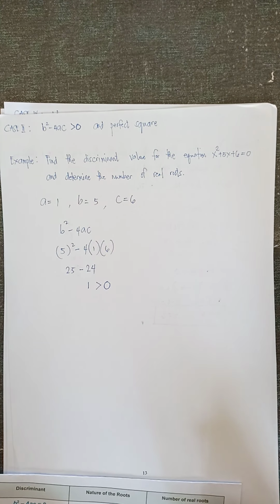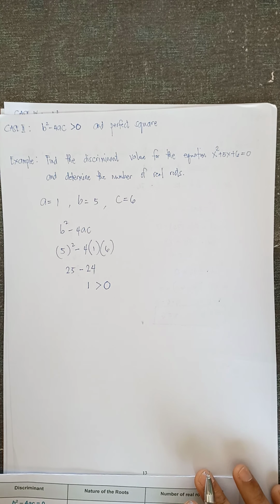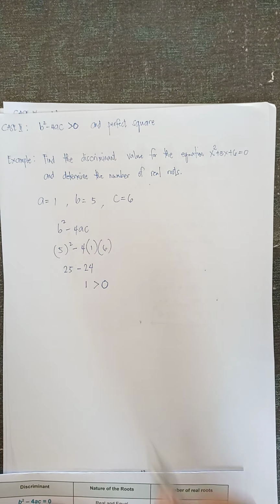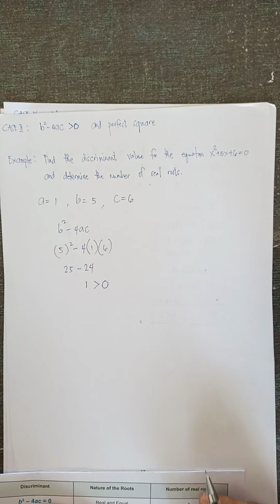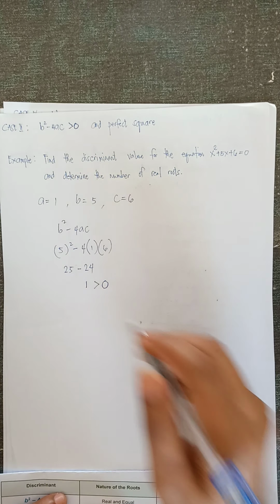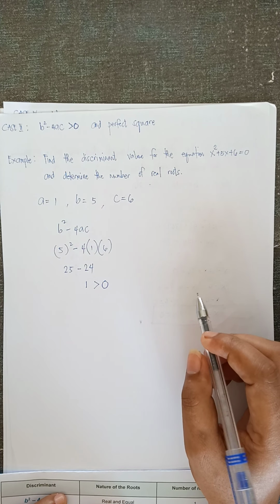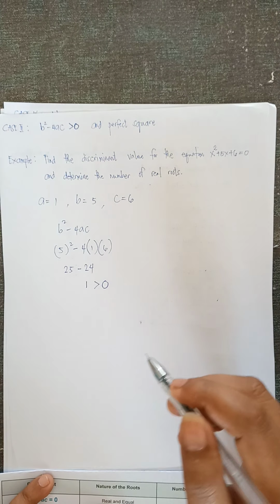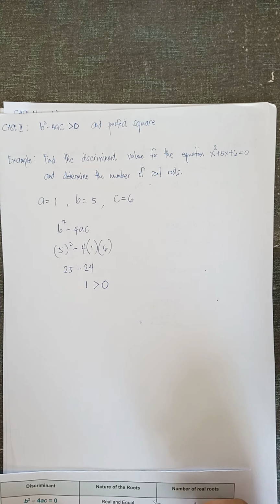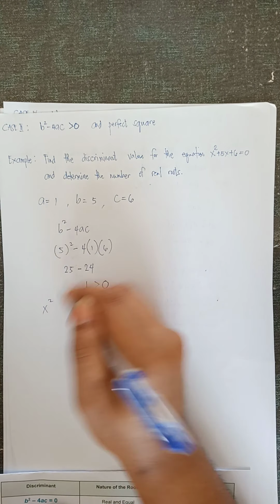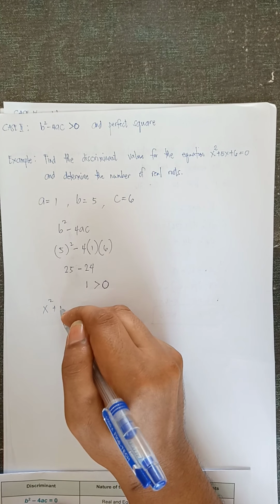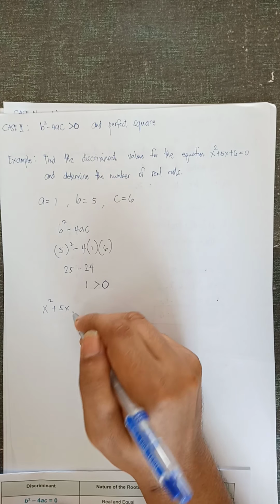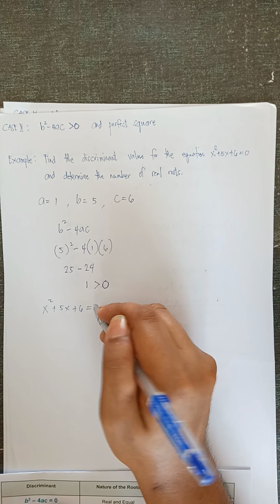So therefore, the nature of its roots are rational and unequal. So there are two roots in our given quadratic equation. How to check that is to get the roots of the quadratic equation, so we can determine if they are rational and unequal. So we have x squared plus 5x plus 6 equals 0.